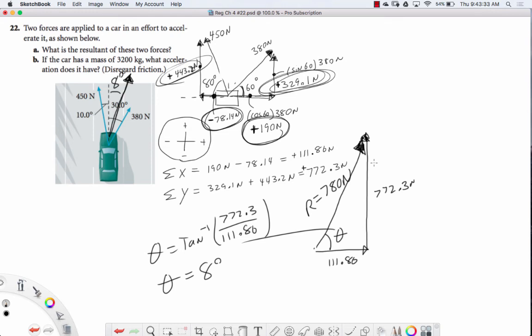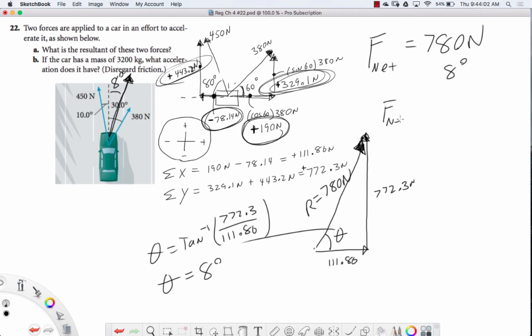Okay? Now, part B is super fast. So we've figured out that the net force on this car, what we did is we've taken the two forces acting on the car and we've simplified them. So this is the net force. The net force is 780 newtons at an angle of 8 degrees. If you know the net force, how do you find the acceleration? Part B wants us to find the acceleration.